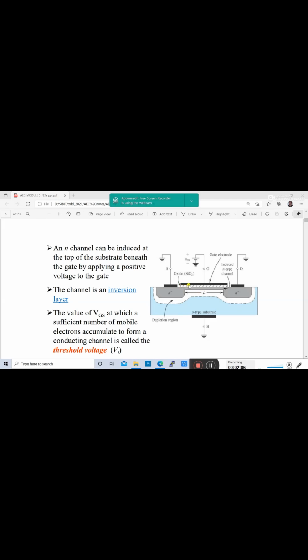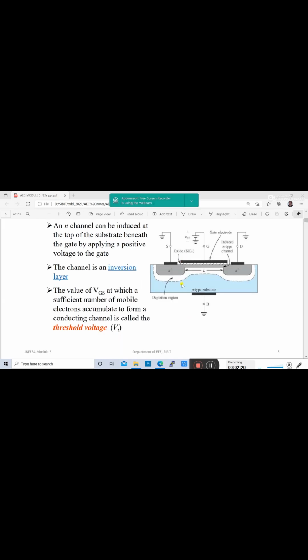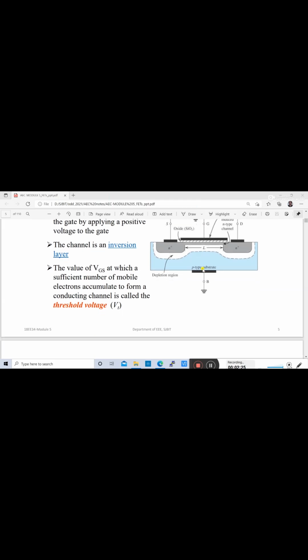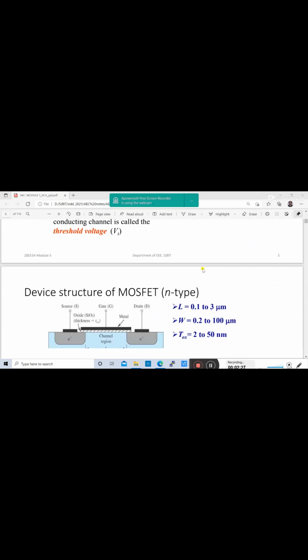This is the semiconductor, that is the SiO2 layer, and this is the gate electrode to which we apply the external voltage. The value of VGS at which a sufficient number of mobile electrons accumulate to form a conducting channel is called the threshold voltage, VT. So it has to cross the threshold voltage.